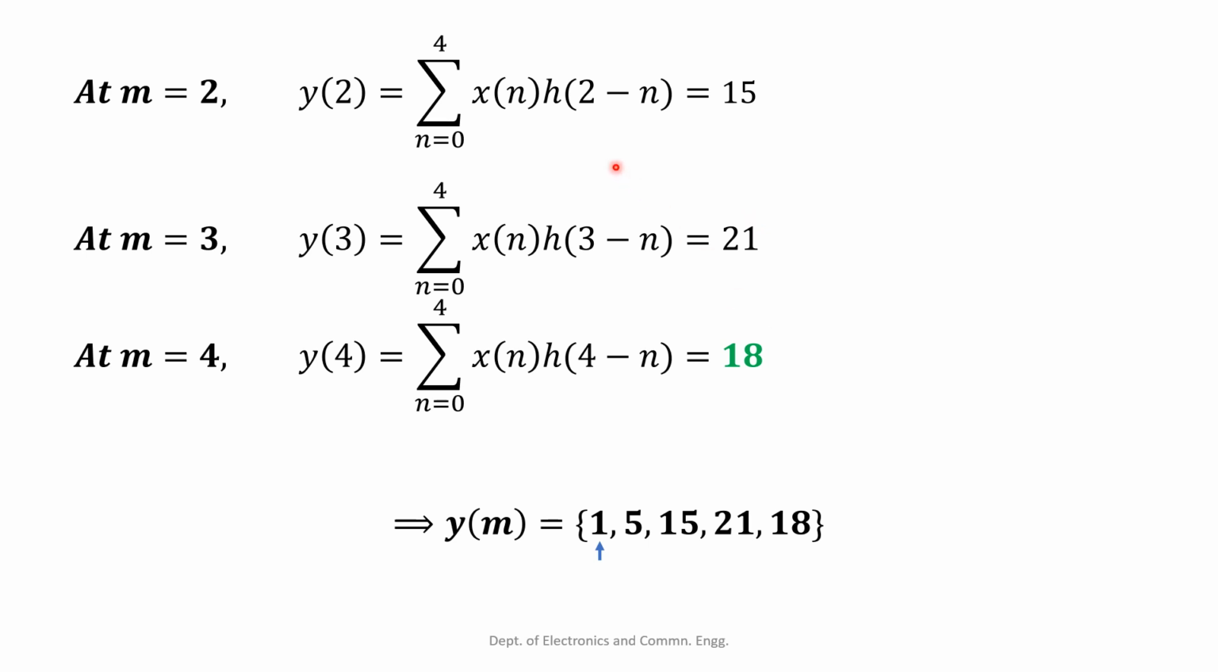The procedure we need to follow is that the expansion has to be done and then the substitution. Finally the resultant y of m will be 1, 5, 15, 21 and 18, with the first element as origin, because in both the given inputs the first element is the origin, therefore in the resultant also the first element becomes the origin.